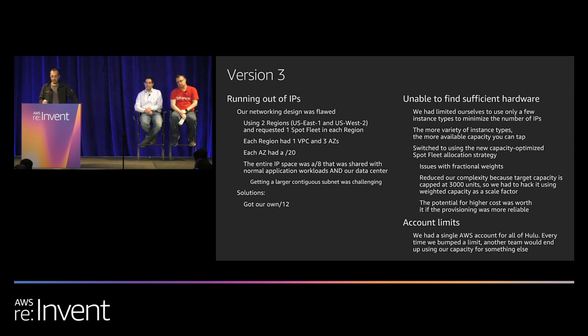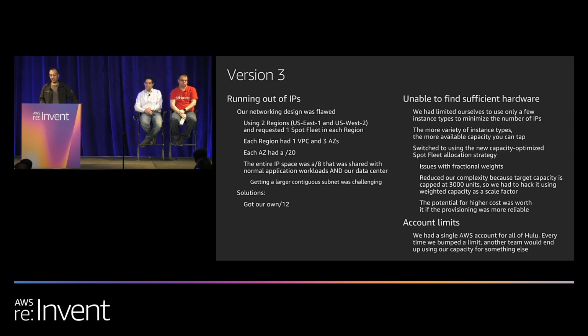Before we switched that allocation strategy, maybe 1 in 10 runs, we'd have developers complain that we weren't able to find capacity. And after we switched to capacity optimized, I don't think we've had a single instance of that issue anymore.